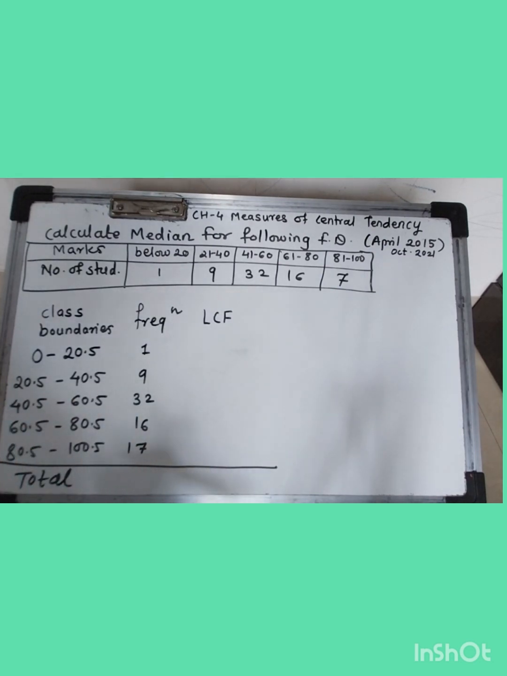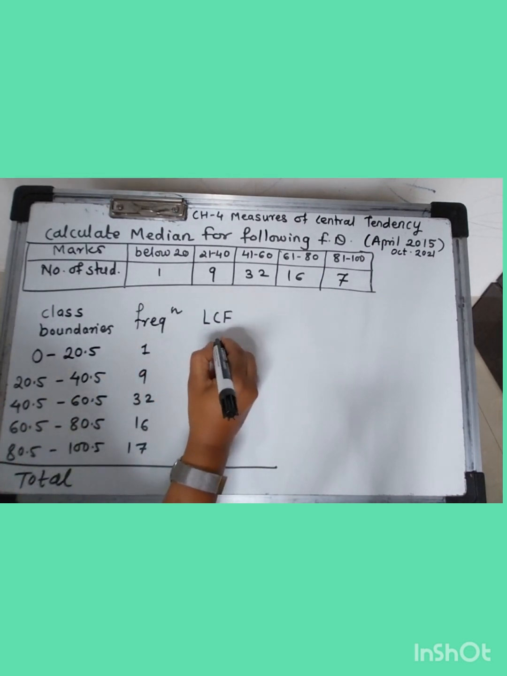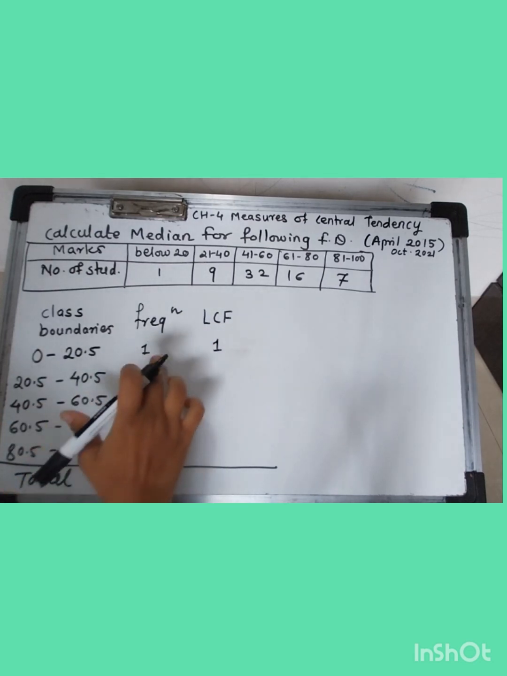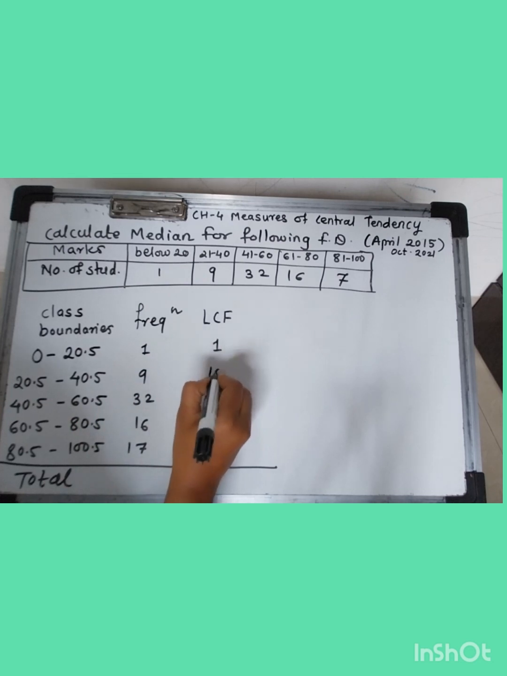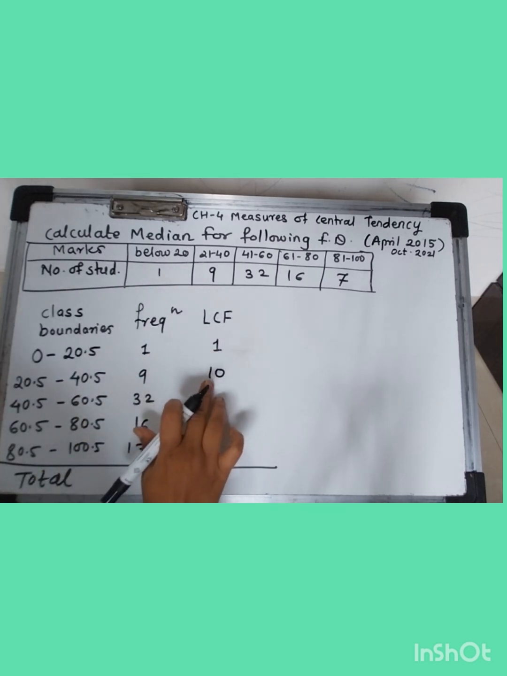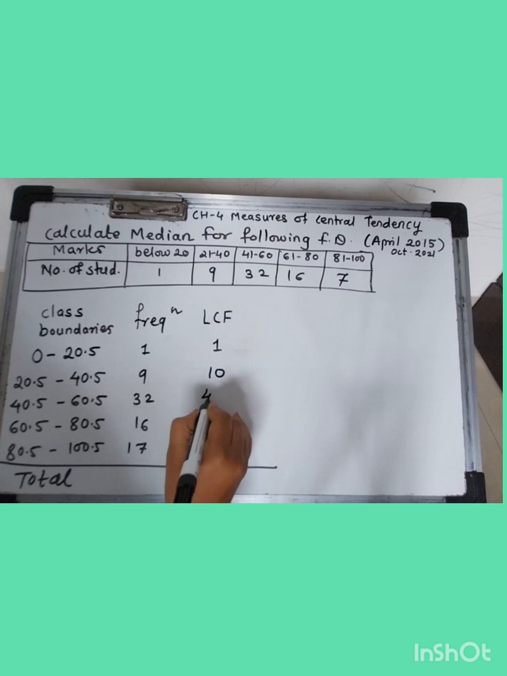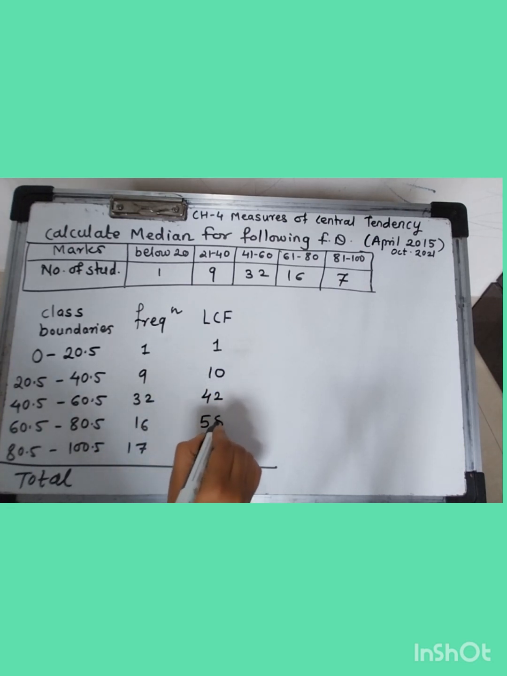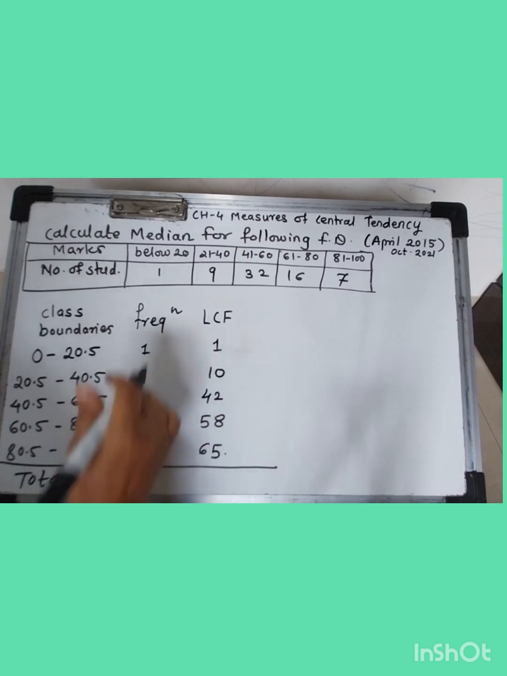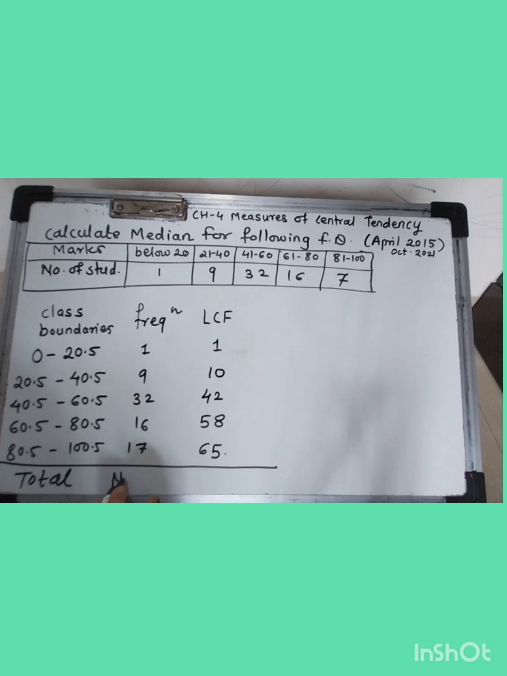Okay, how to obtain the LCF? See, 1, keep as it is. Frequency 1. Here 1 plus 9 is 10. Okay, and again 10 plus 32 is 42. 42 plus 16 is 58. Okay, 58 plus 17 is 65. See, what is the total of this? It is 65. It is also 65. Okay, this is my LCF.